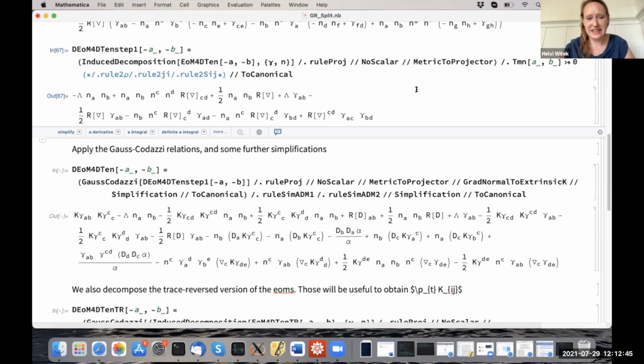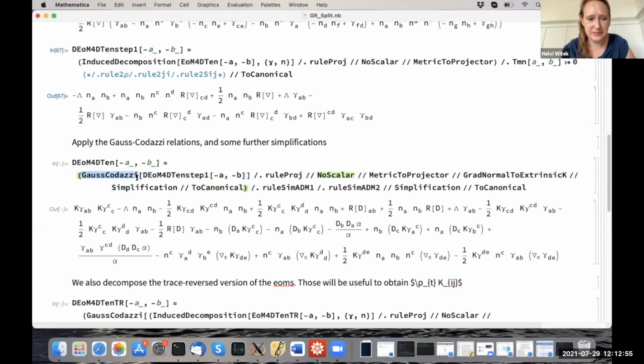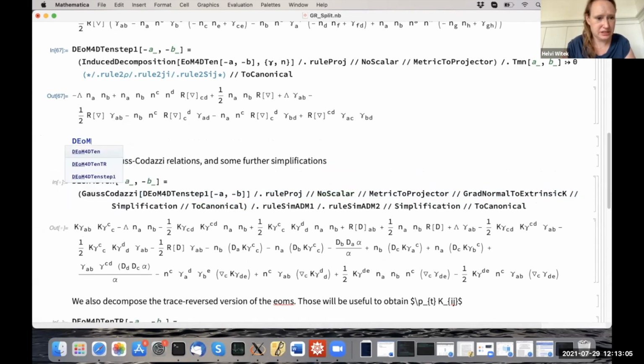The nice thing is xTensor already knows about the Gauss-Codazzi relations. So what we can do here is take the expression that we just derived and apply the command Gauss-Codazzi onto this equation. Again, I can maybe just do this explicitly so that you can see what's coming out of here.